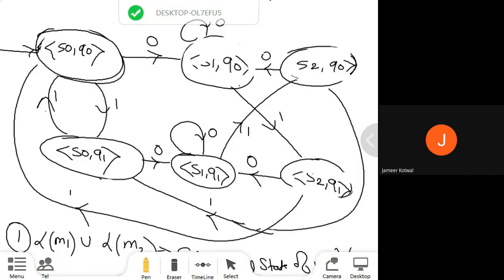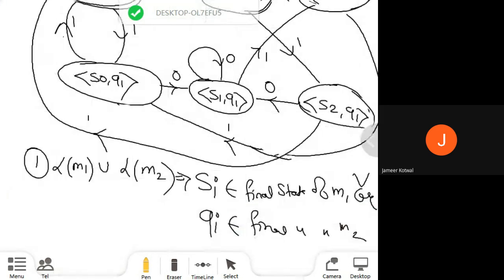Which one was this? This was S1. This one is S1 Q0. This is S2 Q0, and lastly this one is S2 Q1. Is that clear? Yes. So this is our main diagram.